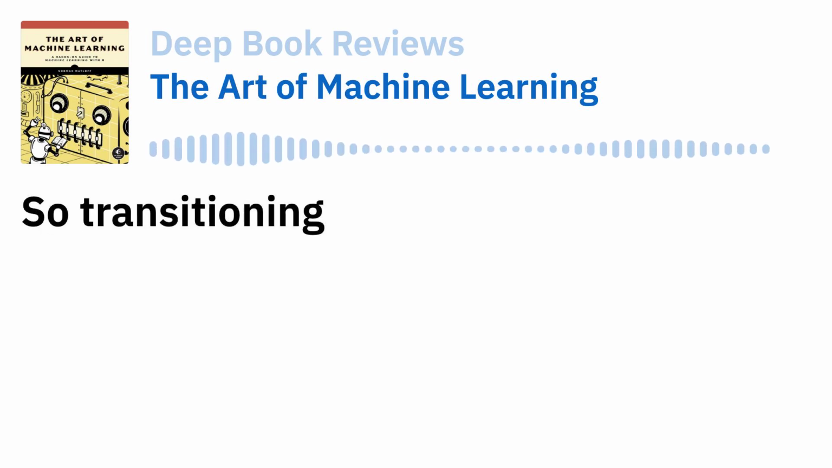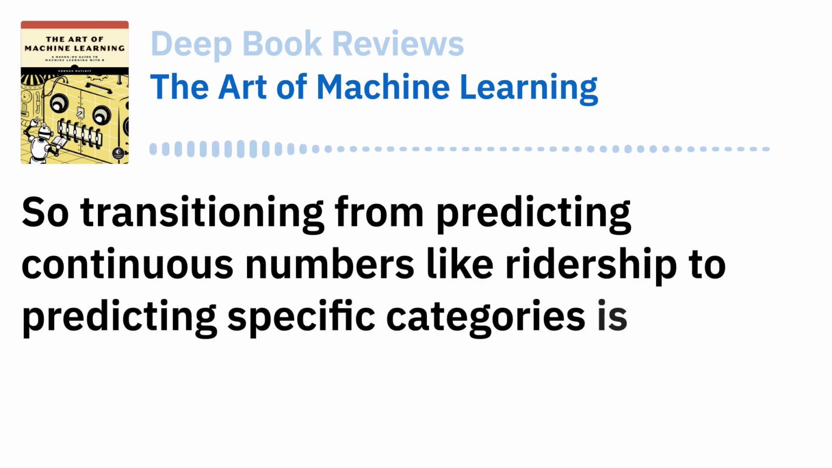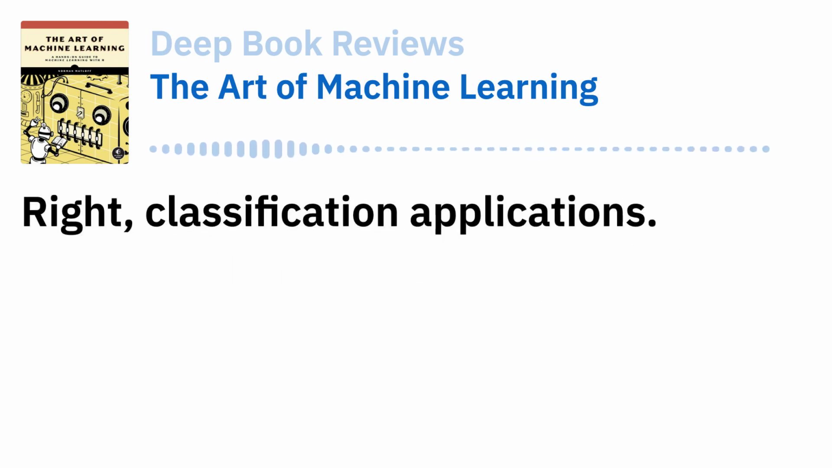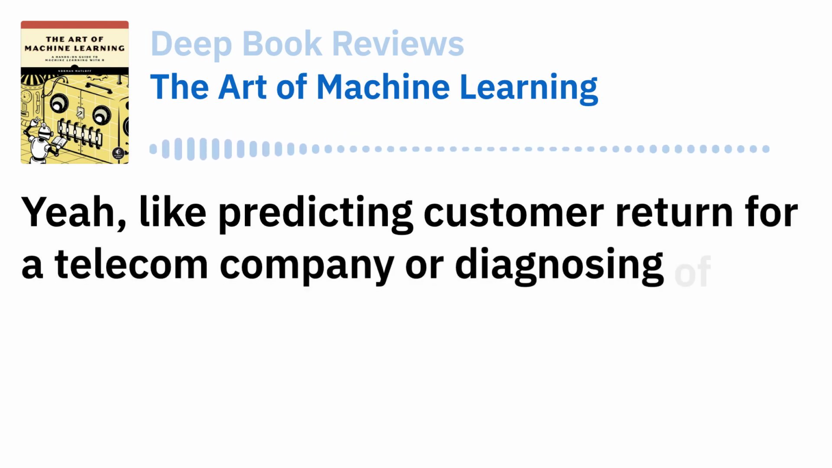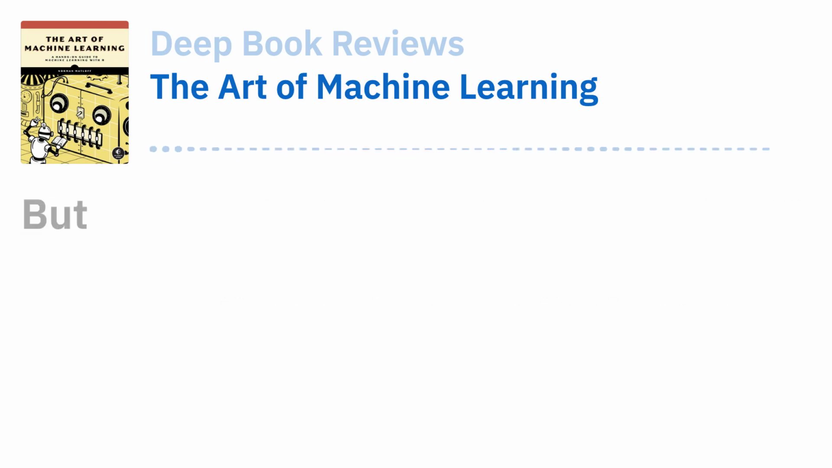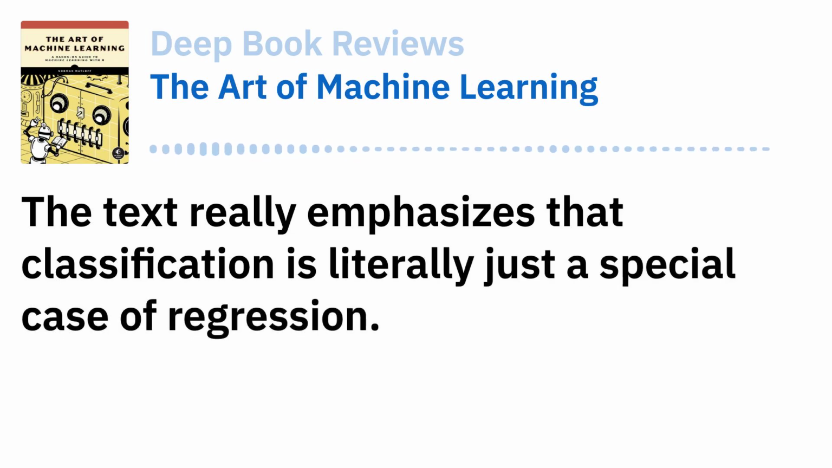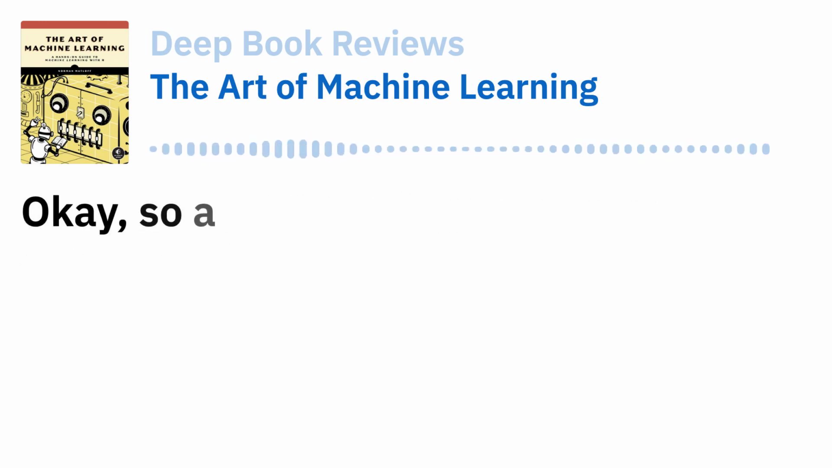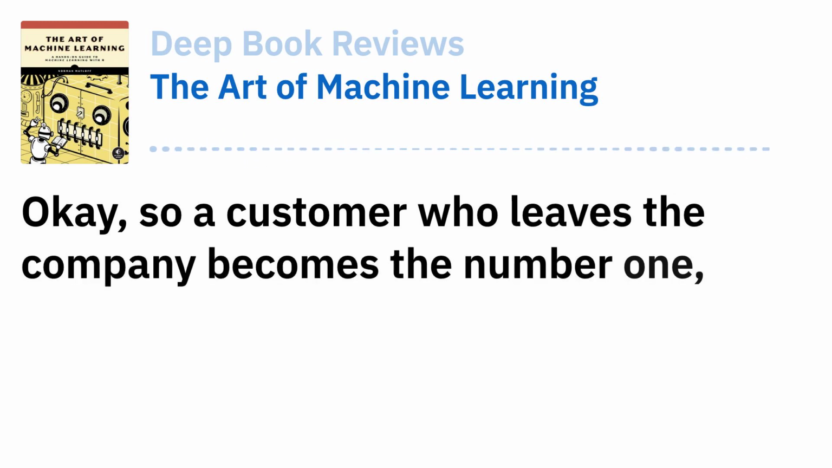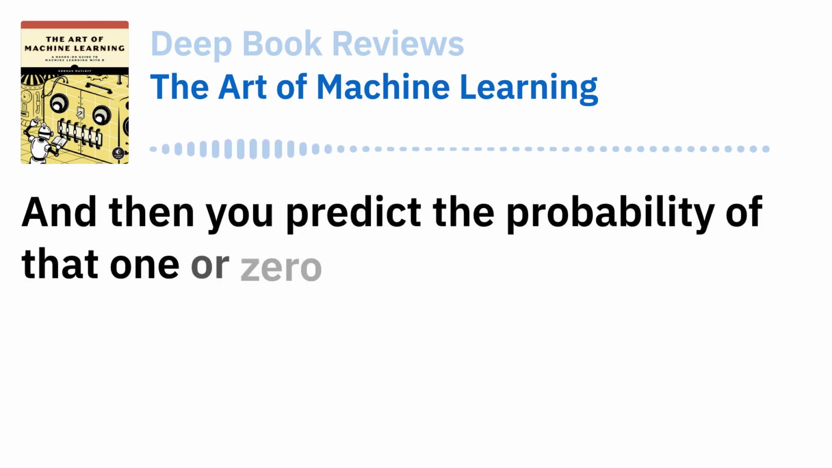Spot on. So transitioning from predicting continuous numbers like ridership to predicting specific categories is the logical next step. Right, classification applications. Like predicting customer churn for a telecom company or diagnosing vertebral disease from medical scans. But the underlying methodology is fundamentally the same, isn't it? It is. The text really emphasizes that classification is literally just a special case of regression. You do it by converting categorical outcomes into numeric dummy variables. Okay, so a customer who leaves the company becomes the number one, and a customer who stays becomes a zero. Exactly. And then you predict the probability of that 1 or 0 occurring.